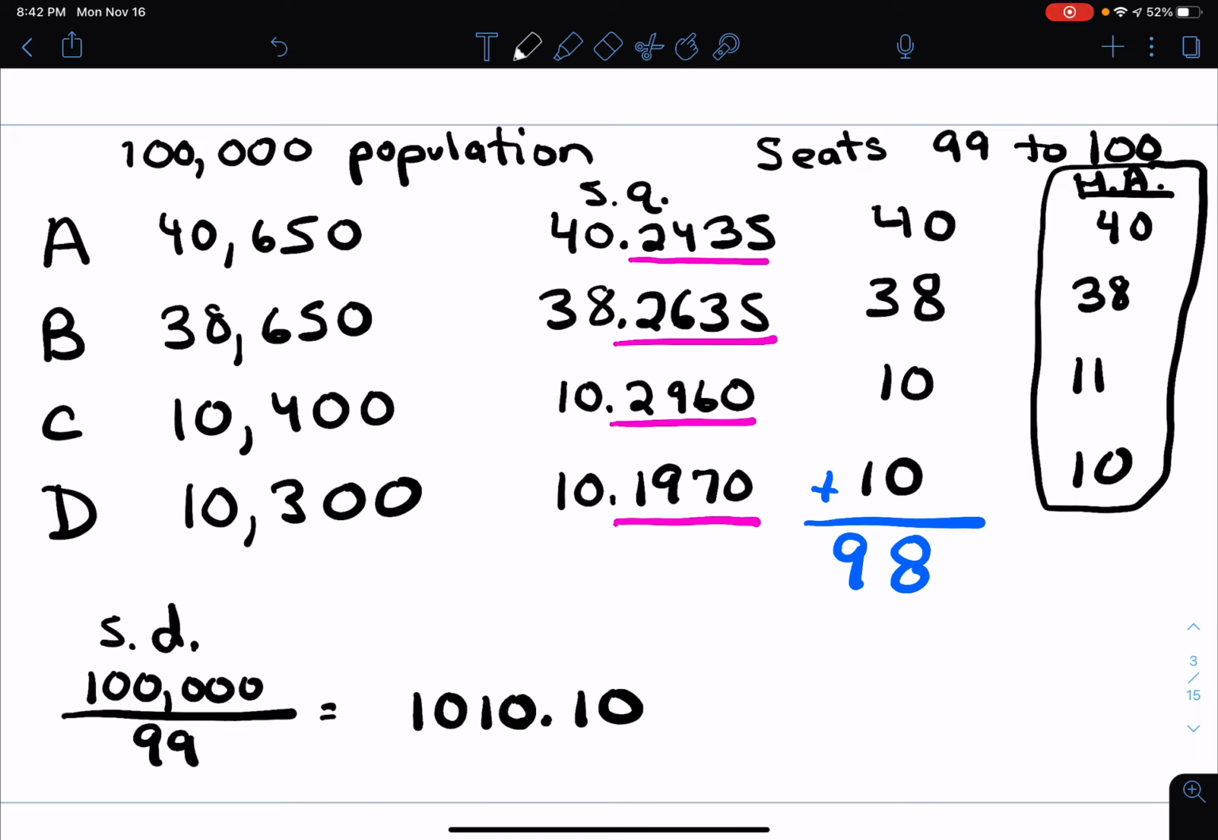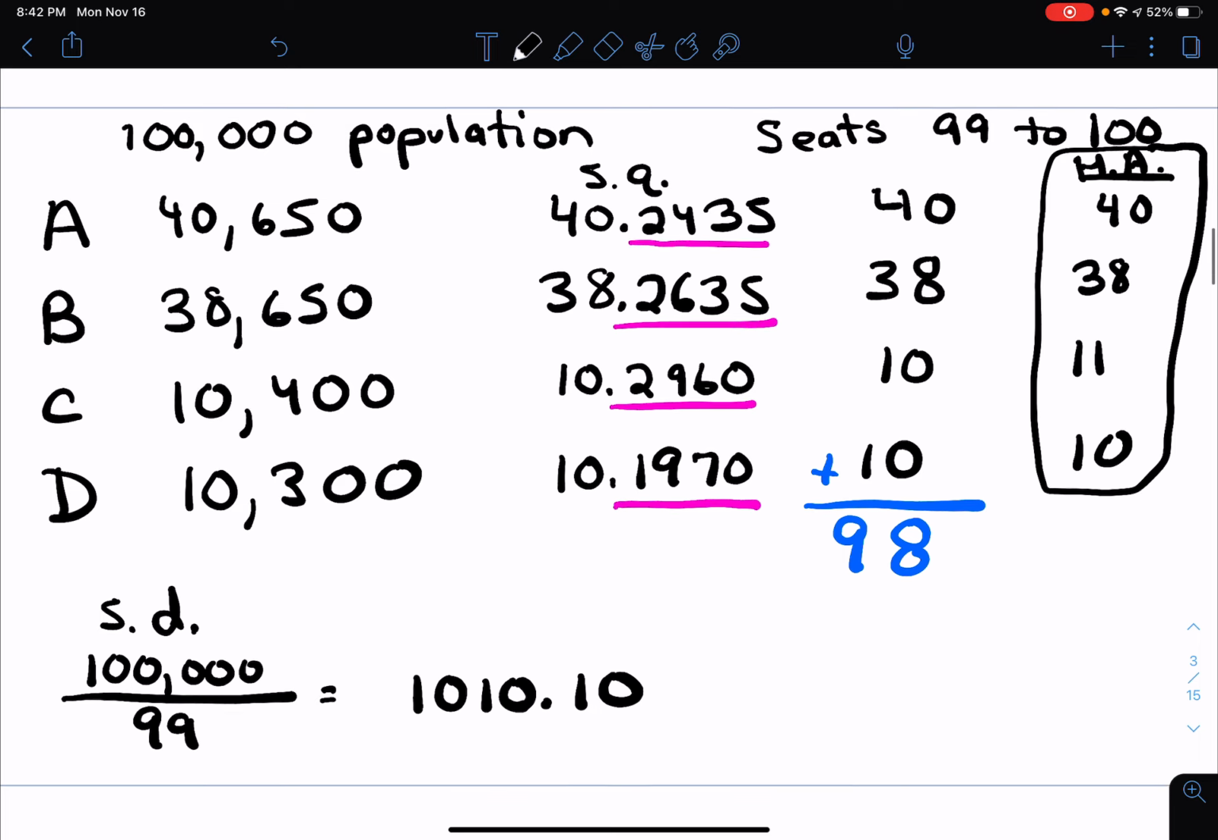Okay, so we're going to do the same example over again here, but the seats are going to be 100 next time. So we're going to have to do a whole new standard divisor, new standard quotas, new integer parts, new Hamilton's apportionment. And we're going to see what happens. We're going to compare our results.